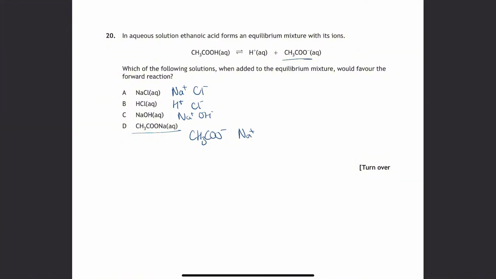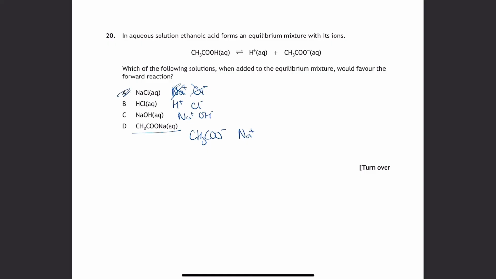So sodium's not in the reaction, and it's one of these ions that doesn't really interfere with anything, so it's not going to do anything to our equilibrium position. The chloride ions, they're not in it either, and they're not going to form any precipitates with anything, so that's not going to have an effect.